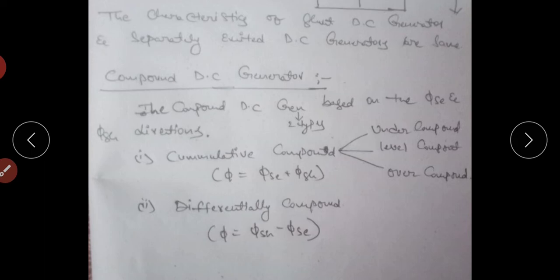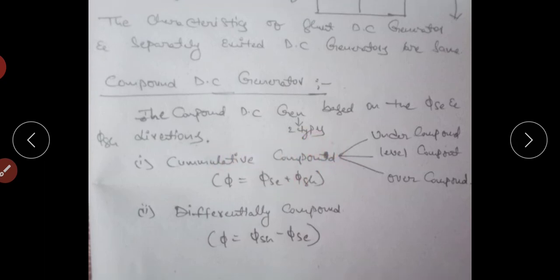So if the resultant flux equals phi SC plus phi SH, this generator is called a cumulatively compound DC generator. If the resultant magnetic flux phi equals phi SH minus phi SC, it means both magnetic fluxes are in opposite directions. In that case, the resultant magnetic flux equals phi SH minus phi SC. So this type of generator is called a differentially compound DC generator.